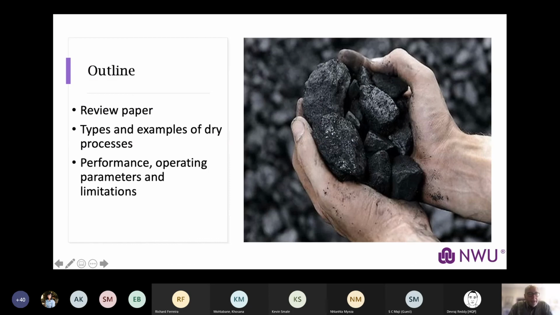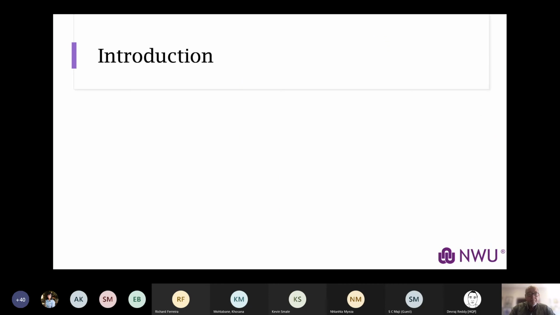The outline of this talk will be just looking at the review paper. The whole presentation is built on a review paper that is going to be published very, very soon. There's a lot of information in the review paper. It's quite extensive, so there's no way that I can present everything. So what I'll do is I'll just have some snapshots of types and examples of dry processing, and then for one or two of them, we will be looking at the performance and the operating parameters, also what the limitations are, why we're battling with dry coal beneficiation.